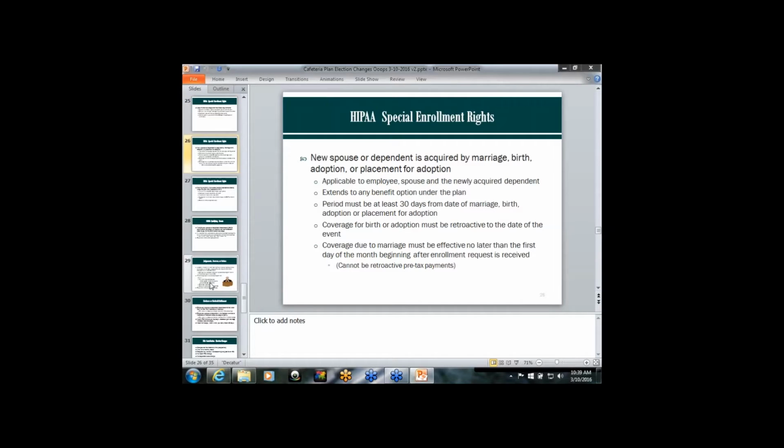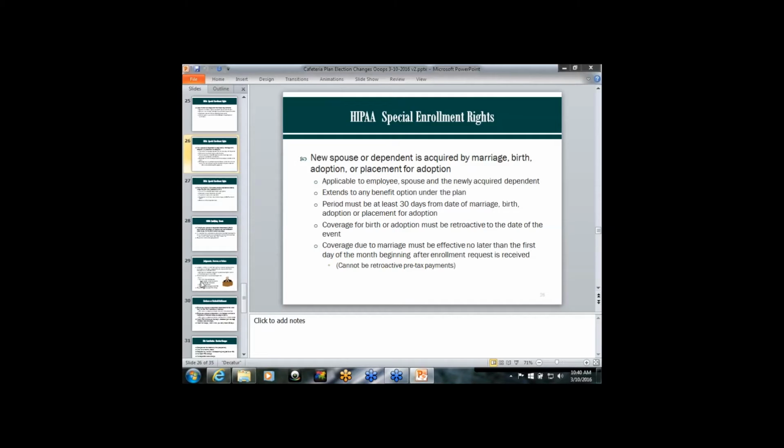So our next HIPAA special enrollment rights is when we gain that dependent. When we talk about gaining a dependent, it means a spouse or a child, either, and we're acquiring them through marriage, birth, adoption, or placement for adoption. Who's it applicable to? To the employee, the spouse, and the newly acquired dependent. And that's key, and I'm going to stress that, and we're going to talk about in a minute. Again, extends to any benefit option under the plan. You have to give them at least 30 days to notify you and go ahead and make the change.